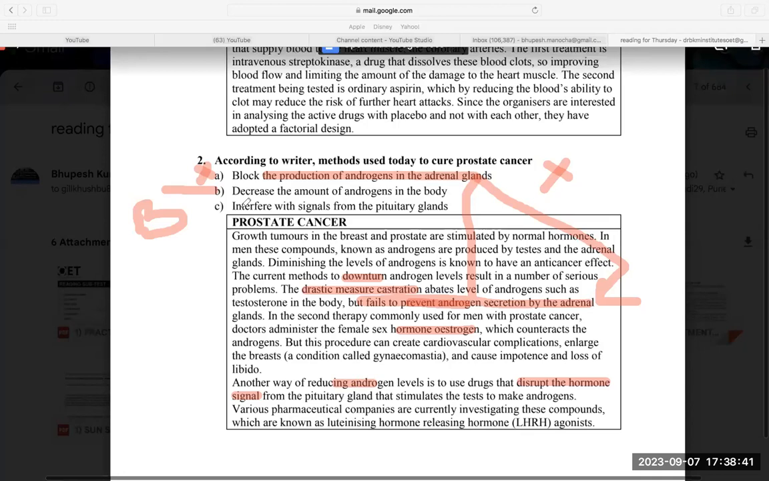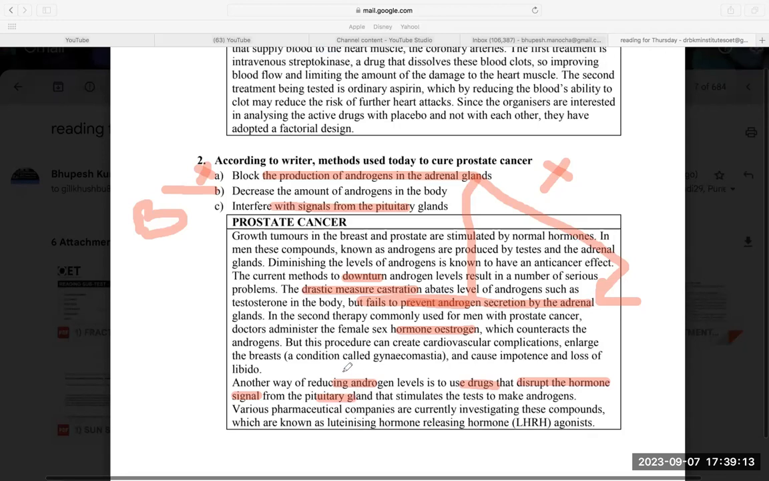Let me see the C option. Interfere with signals from the pituitary glands. Another way is to use the drugs. So drugs word is missing. First drug word is missing. Current methods is to cure prostate cancer, interfere with the signals from the pituitary glands. Use the drugs that disrupt the hormone signal from the pituitary gland. So this is also good, yeah. All the three options. But this is only if I have to do only one.